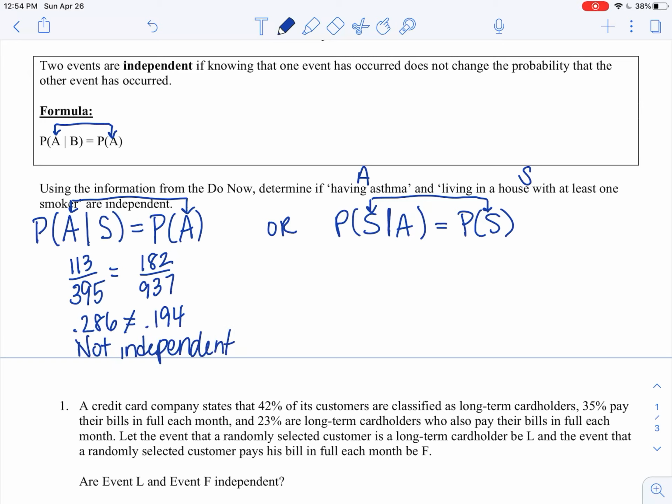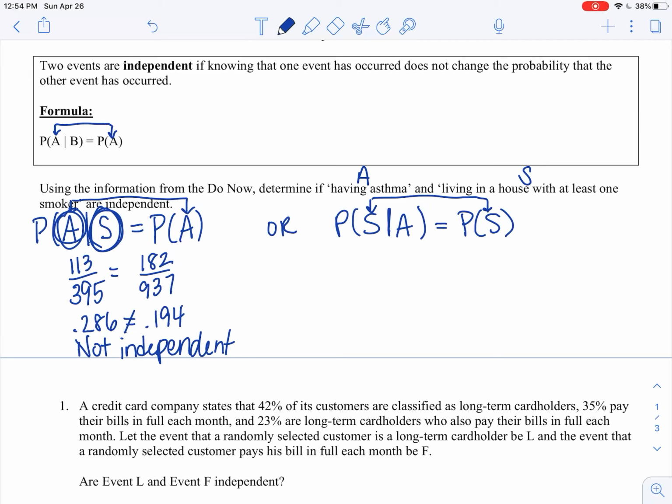Okay, these events are linked to each other. Living in a house with a smoker affects the chances of someone having asthma. Okay, these are not independent events. So, as I mentioned before, the letters can go in the opposite order. So again, the idea is match up whatever the first letter is as an individual probability when it comes to choosing the letters out of the given.